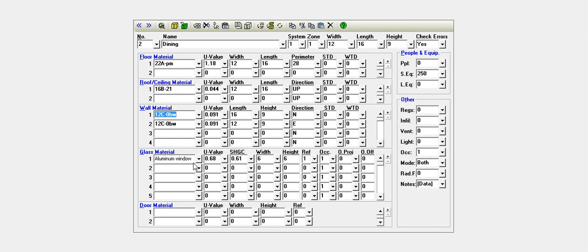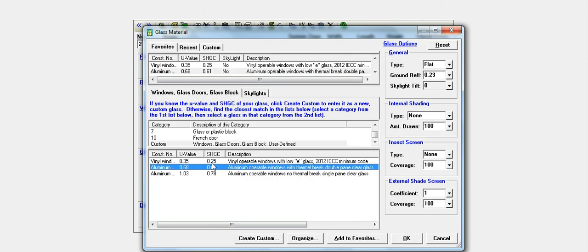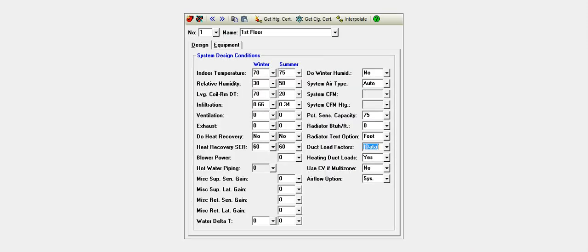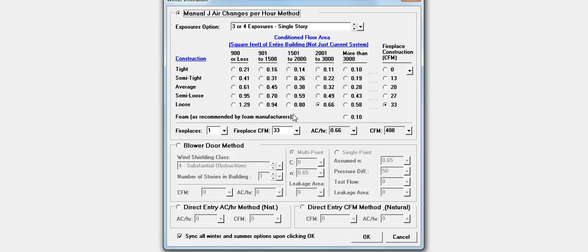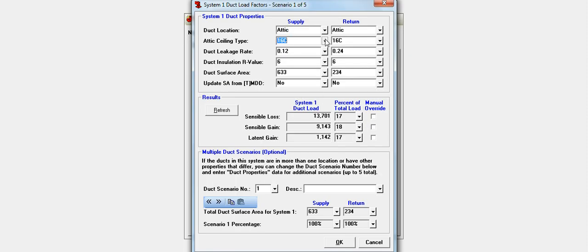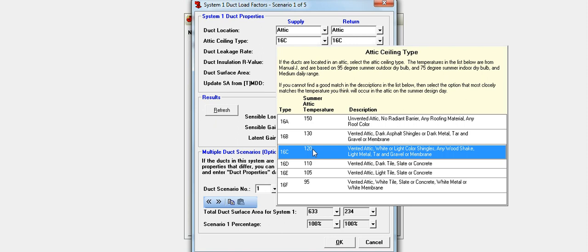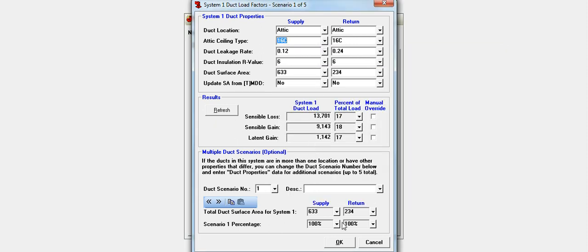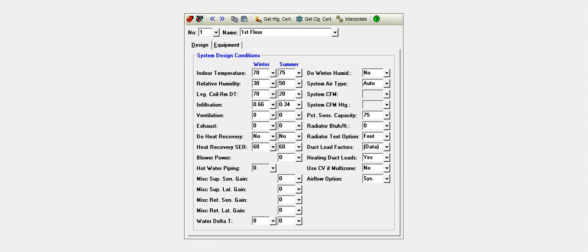And then my windows. Again, it's a 30-year-old house, so I've got aluminum windows, dual pane with thermal break and clear glass. Next, I'm going to look at my air infiltration. Back then, it's a 30-year-old house, so the construction was loose. So I've got loose air infiltration construction type, and my fireplace is loose as well. And then my duct: as I mentioned earlier, the ducts are in the attic outside the conditioned space. I put the 120-degree temperature in the attic.